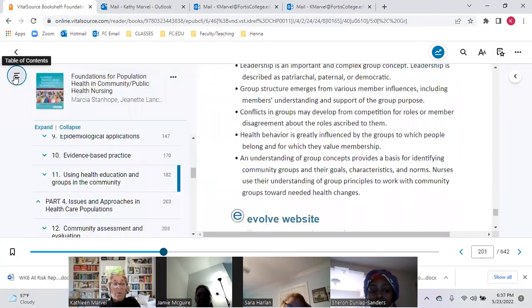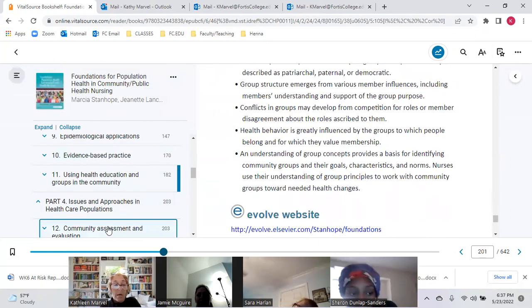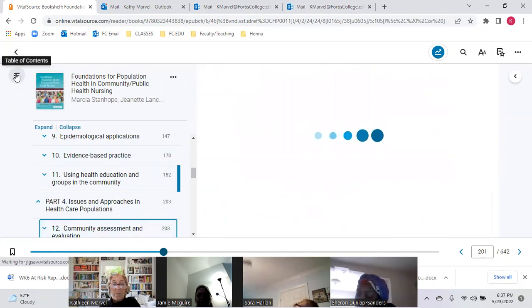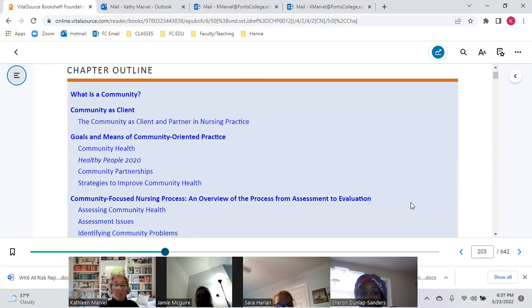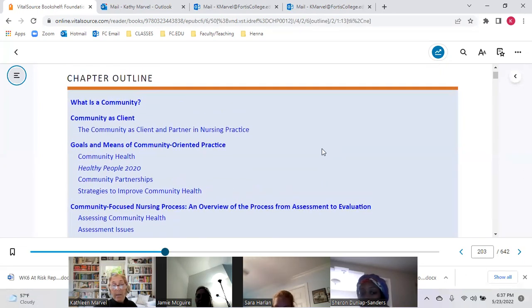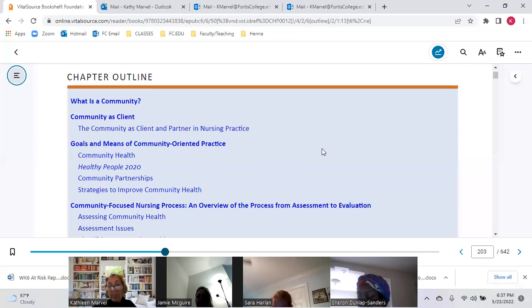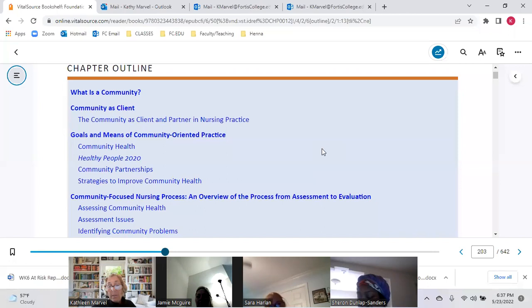The next chapter we're going to go through talks about how we do a community assessment. Okay, so we're going to move into chapter 12. How do we do a community assessment and evaluation? Okay, just want to make sure I cover things I've written down here. So here's your chapter outline, and your chapter outline is essentially your PowerPoint, right? Your PowerPoint just describes this chapter outline in a little bit more detail, but you have it ahead of time to hopefully have a look at.